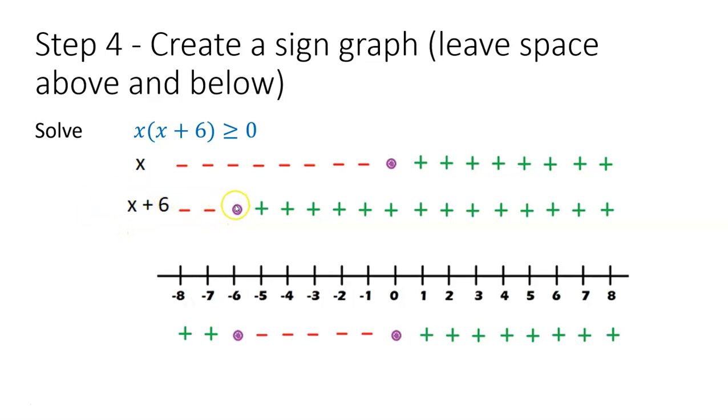When we multiply vertically, 0 times anything is 0. Here's a 0 times a plus sign, it's 0. A negative times a negative is positive. A positive times a negative is negative. That's this whole section. And over here, a positive times a positive is positive.